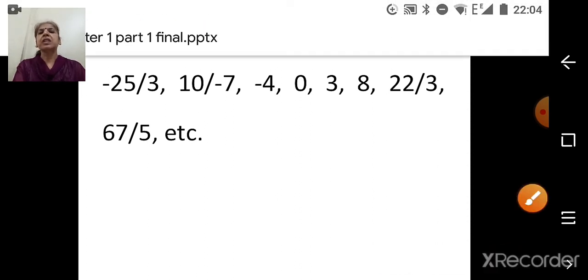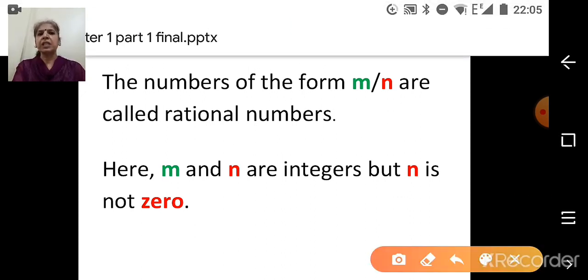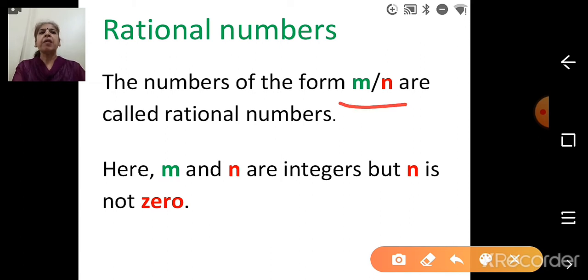Let's study more about rational numbers. Now what are rational numbers? The numbers of the form m upon n. So we have to remember this. The numbers of the form m upon n are called rational numbers. Now what we have to remember here is m, which is our numerator, and n, which is our denominator. So here m and n are integers, but n is not 0. We have to keep this in mind about rational numbers.